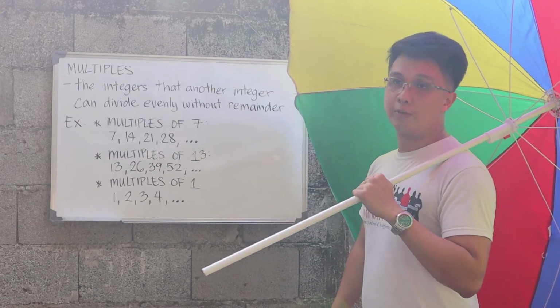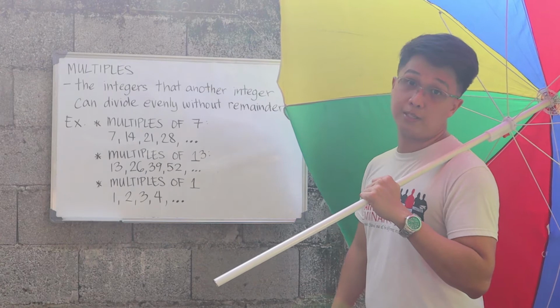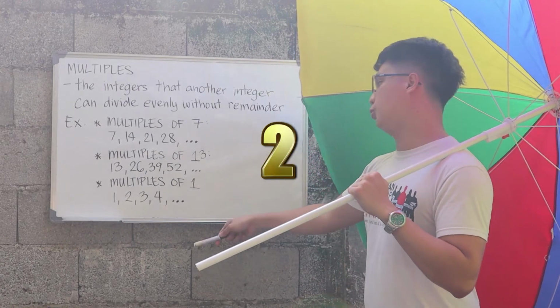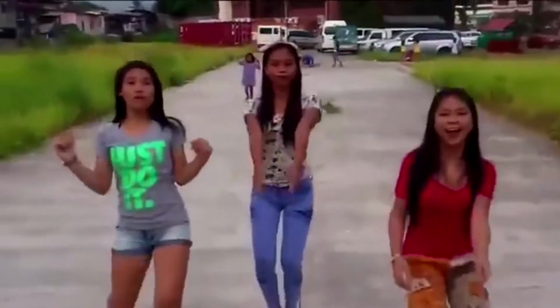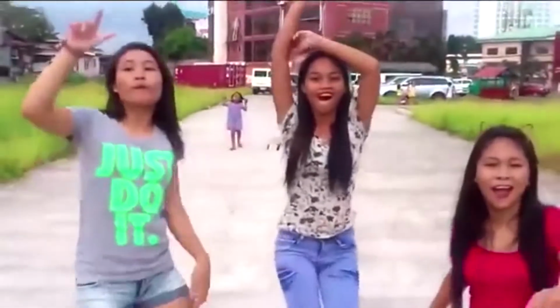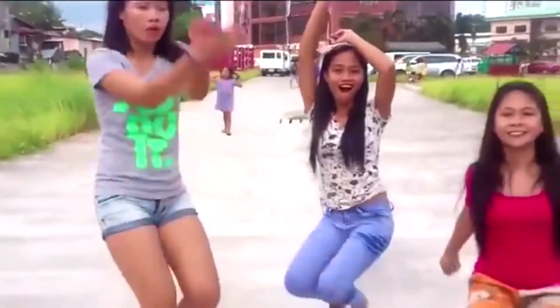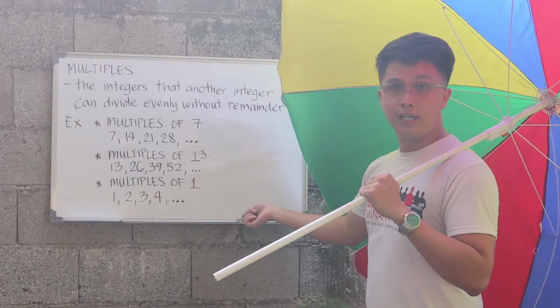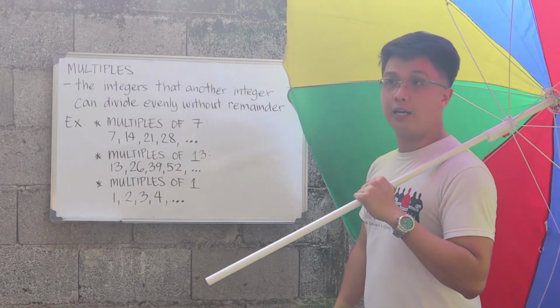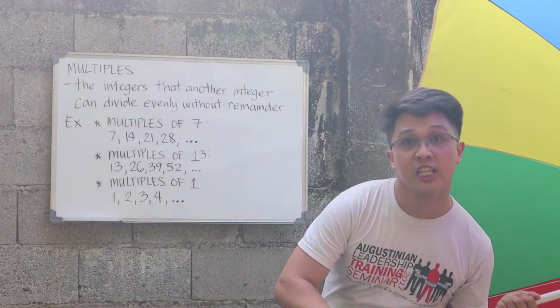Multiples of 1 are the multiplication table: 1, 2, 3, 4, and so on. So those are multiples.